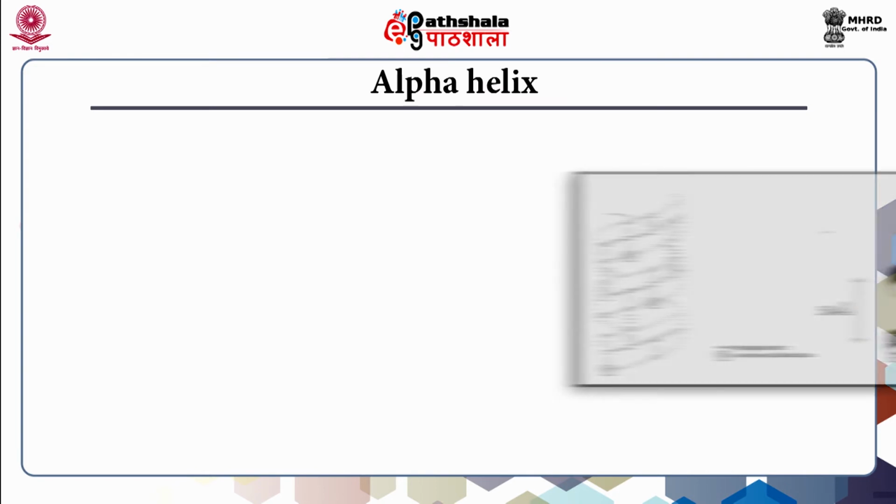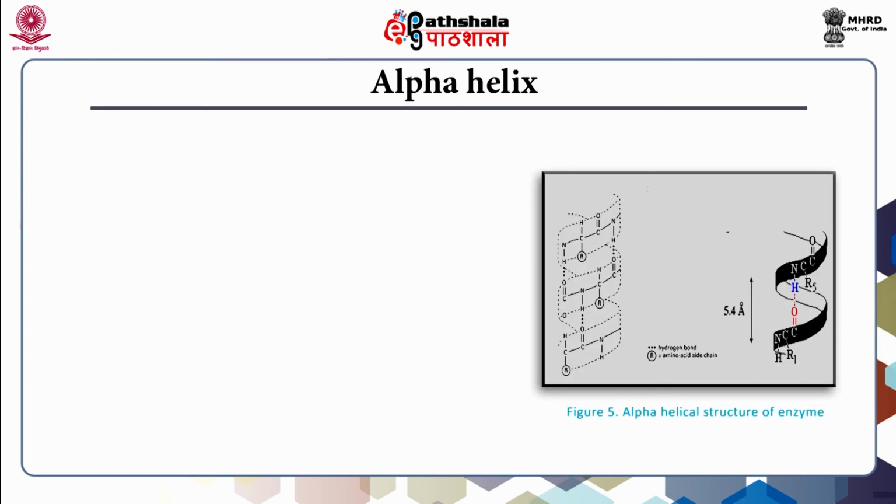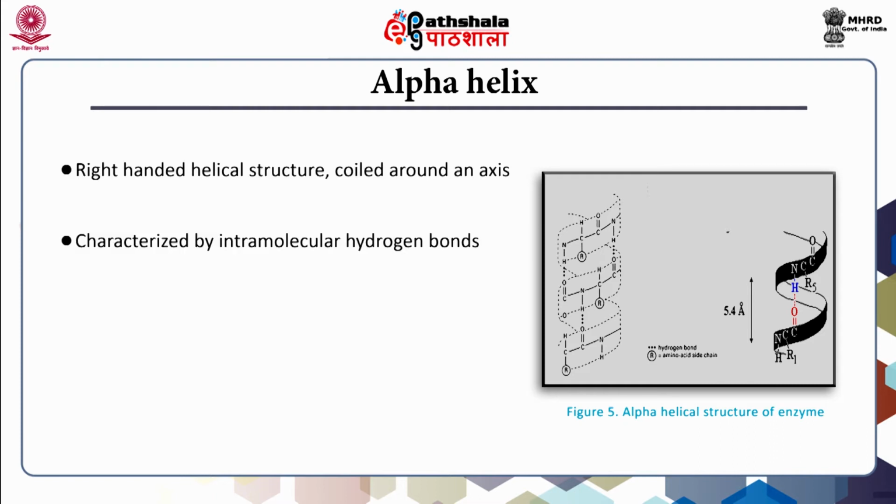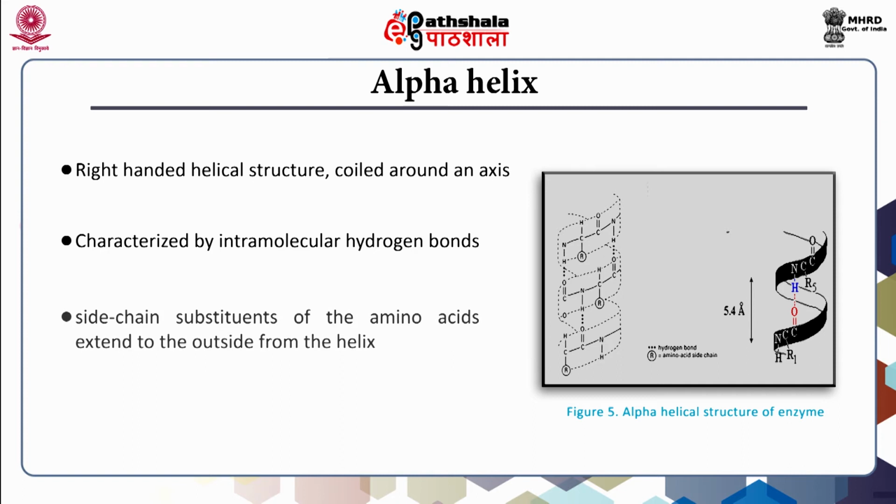The alpha helix is a helical structure coiled around an axis. The helix is right-handed in nature. The alpha helix is characterized by an intramolecular hydrogen bond between O atom of CO group of each peptide bond in the strand and NH group of the peptide bond. The side chain substituents of the amino acids extend to the outside from the helix.